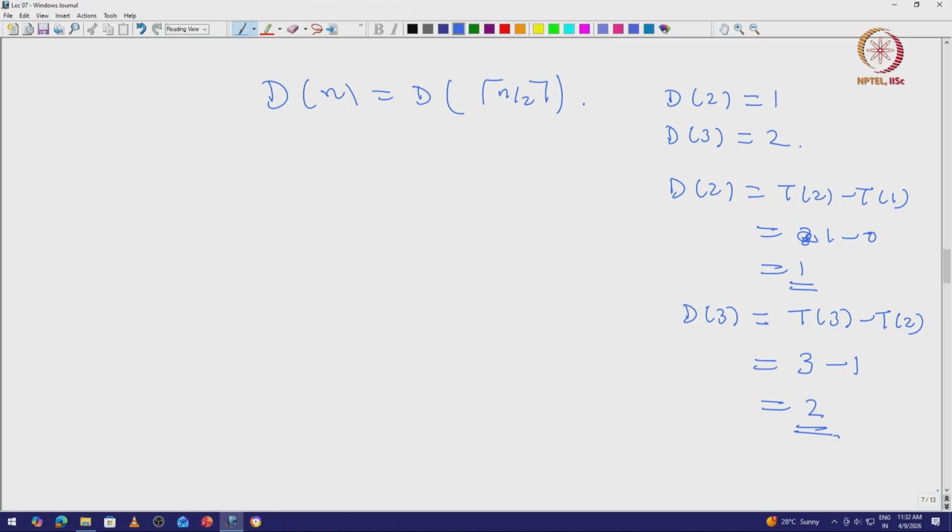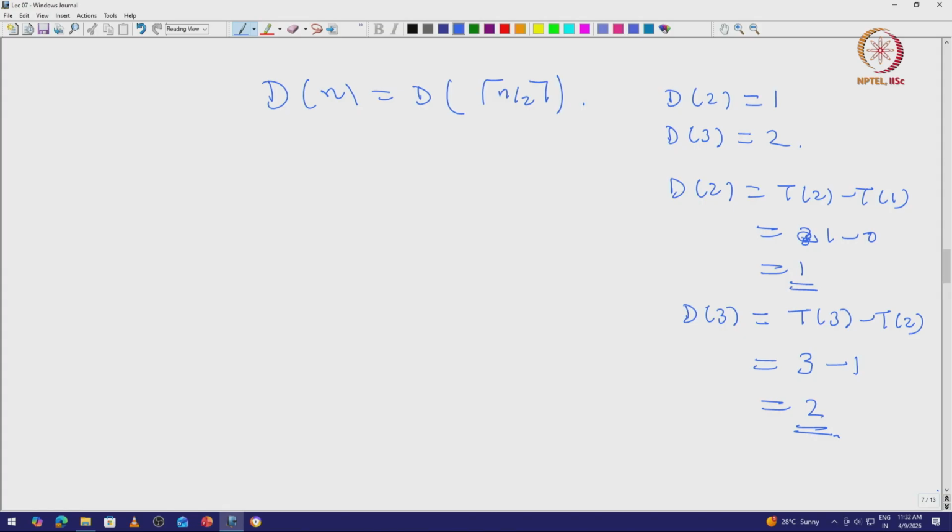So, they are different values. Therefore, from n to n by 2 when you go, you may reach 2 or you may reach 3. Depending on that, your D of n will be 1 or 2. It is not always 2. Okay?